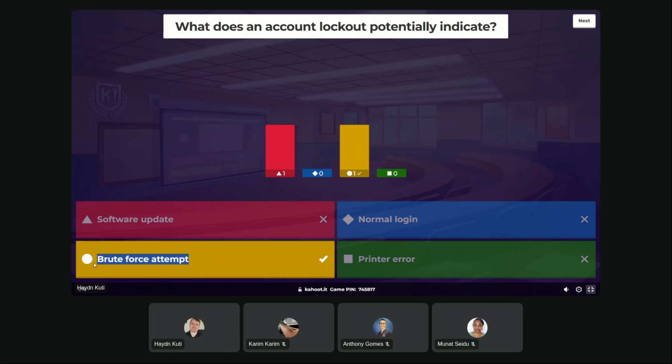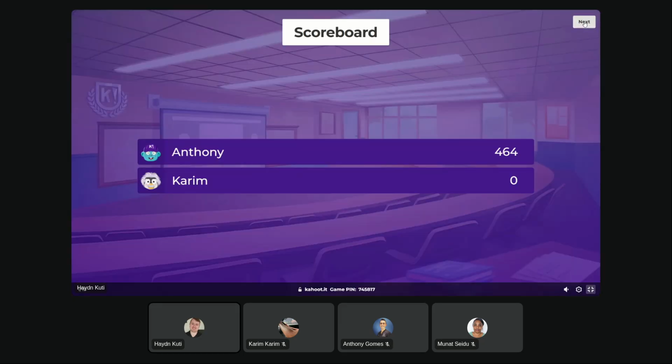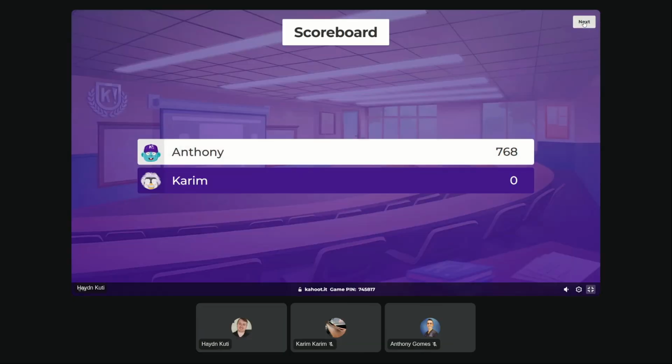Brute force attempt locks out the password from too many attempts. The account's getting locked out from the software update. That's probably not a good thing.